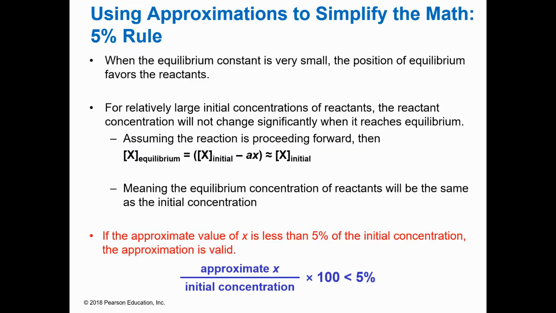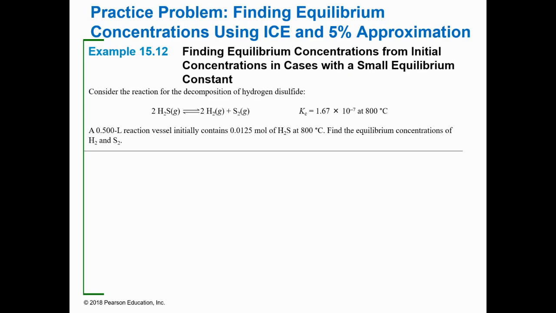All right, here's the approximation, and this is what we are going to do. If x is less than 5% of the initial concentration, then you can use the approximation method where you don't have to do the quadratic, which is what we're doing. So they gave us Kc, they gave us an equation, and they gave me initial values. However, notice the initial value of this is not a molarity, but our ICE table has molarities in it. So we're going to have to convert that.